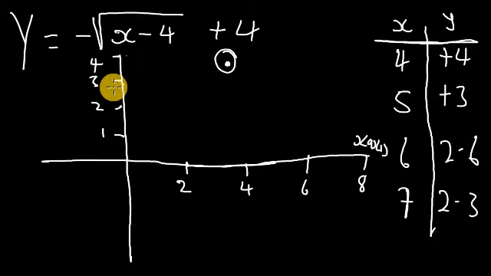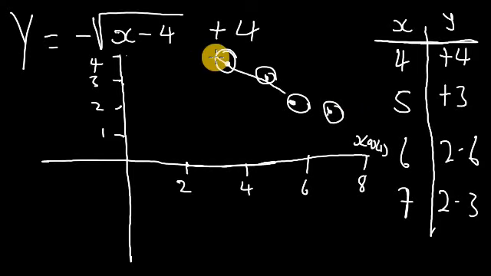When x is 5, y is 3. So let's say that I have it right here. When x is 6, y is 2.6. It's 2.6 around there. Then when x is 7, y is 2.3. So let's say that I have 2.3, also that, for instance, then the graph will keep on moving this way. So this is how the graph will keep on moving. Okay, perfect. This is the visual illustration.